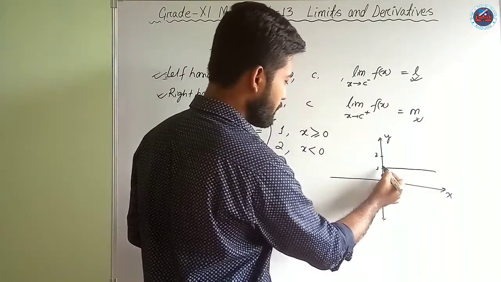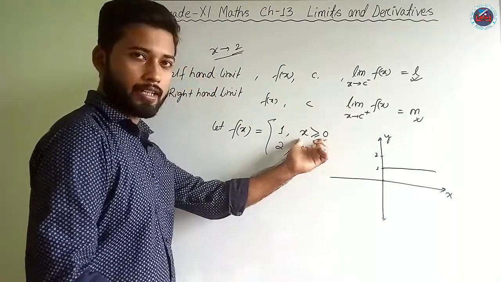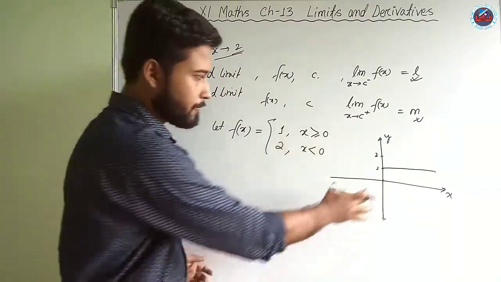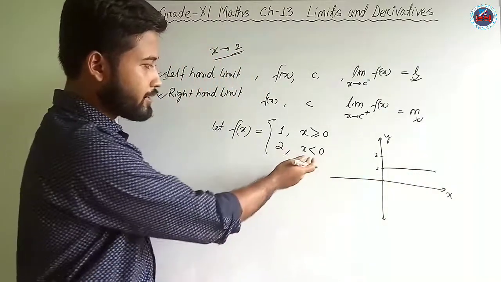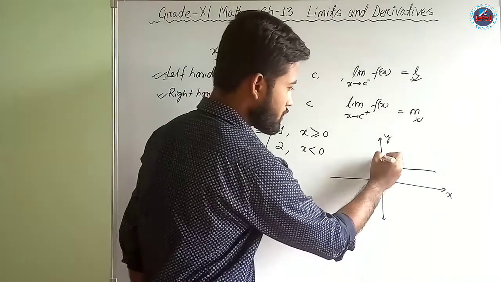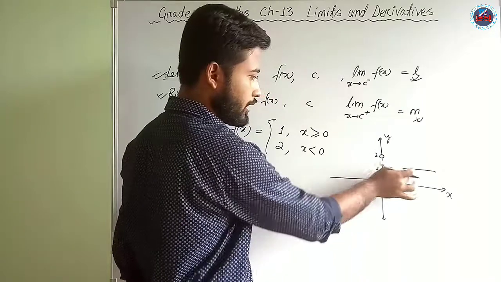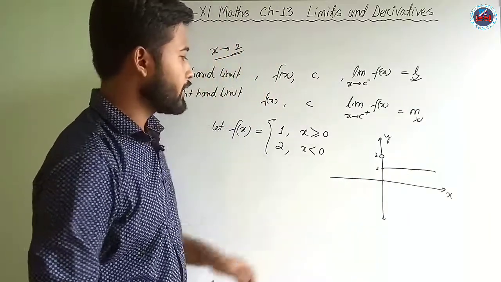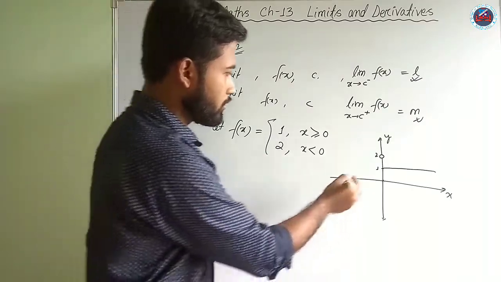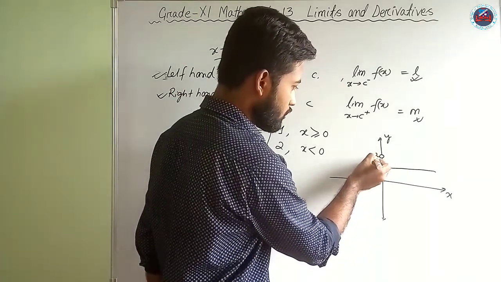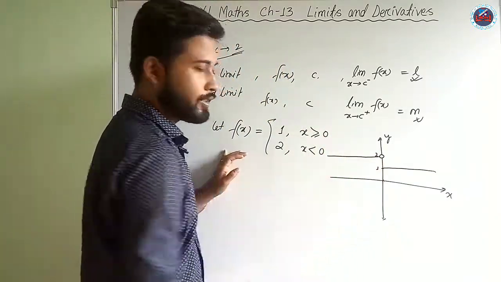For x equal to 0 we have 1, for x equal to 1 we have 1, for x equal to 2 we have 1. So for all values of x greater than or equal to 0 we shall have 1. So our graph will be like this. And when x is less than 0, we shall not consider the point 0, so skip it, because we have already taken the point 0 in this function. Here for x less than 0 we are getting 2. So for x equal to minus 1, minus 2, we shall get this point. So this function will look like this.